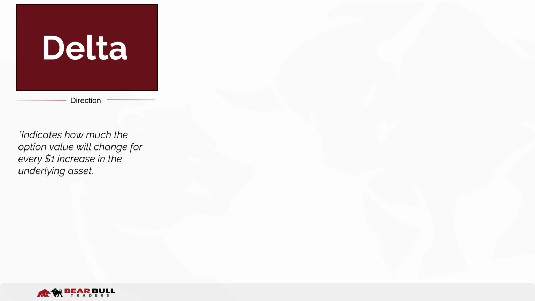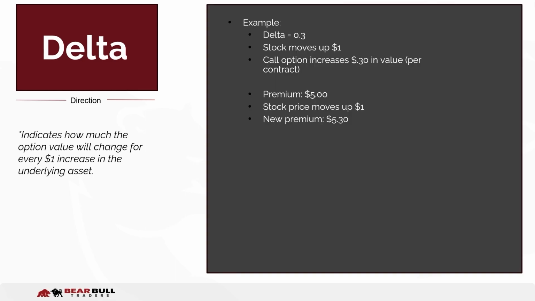Delta is your direction Greek. It indicates how much the option value will change for every $1 increase in the underlying asset. This means if you own a call contract and the stock price increases $1, then your call contract will increase by the amount of delta it has. Let's take a look at an example.